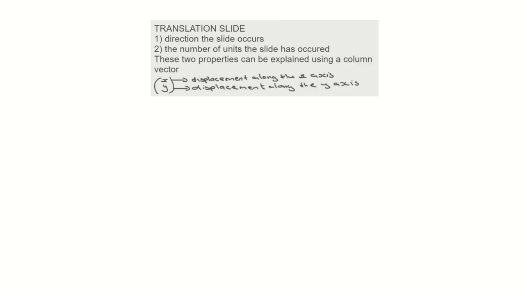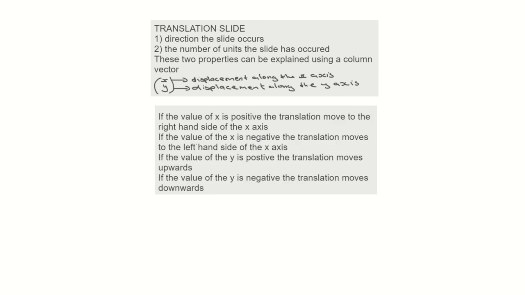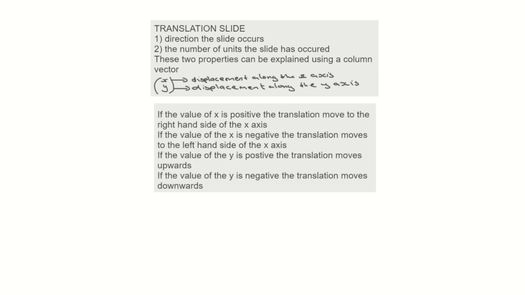Oh, look, I have the note here. If the value of x is positive, the translation moves to the right hand side of the x-axis. If the value of x is negative, the translation moves to the left hand side of the x-axis. If it goes up, then it is positive. If on your y-axis it is negative, it goes down. Right?